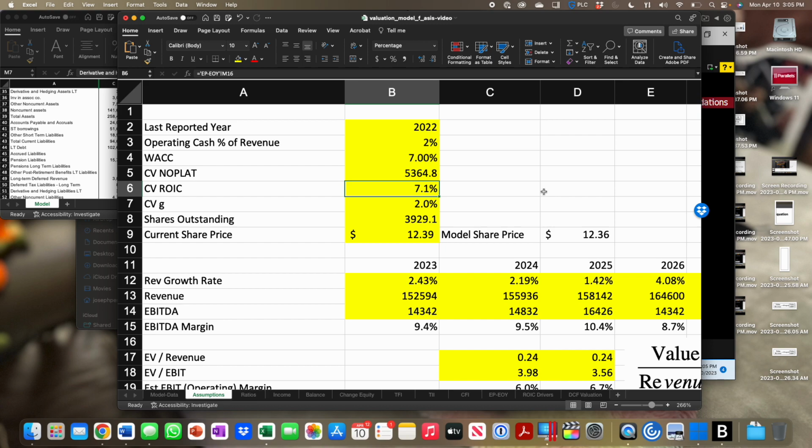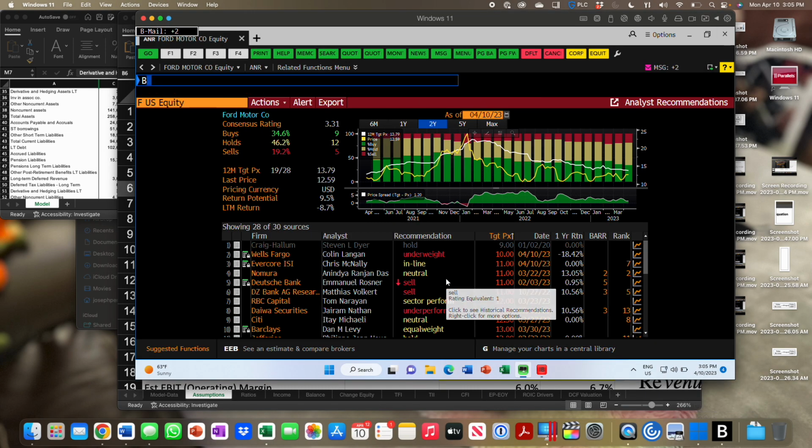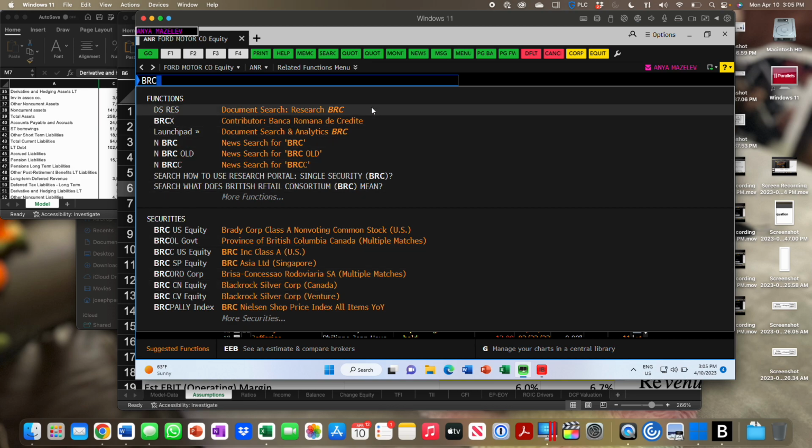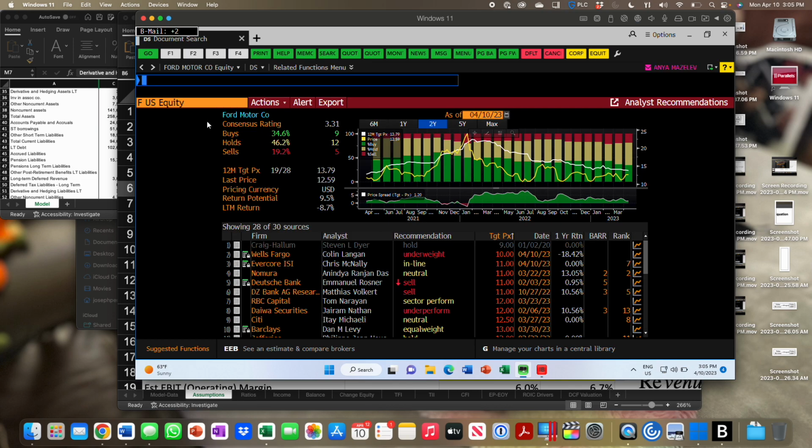How did you determine if the WACC is unreasonable? Well, again, another way we can look at it. So let me go here to Bloomberg. Let's go to BRC. What I did with Amazon, so let's do this for Ford.